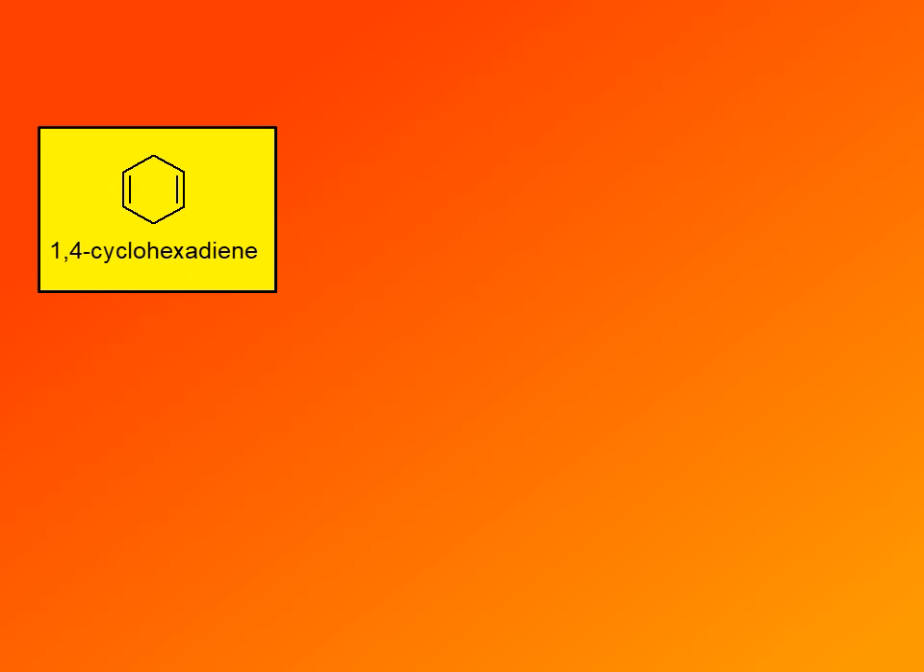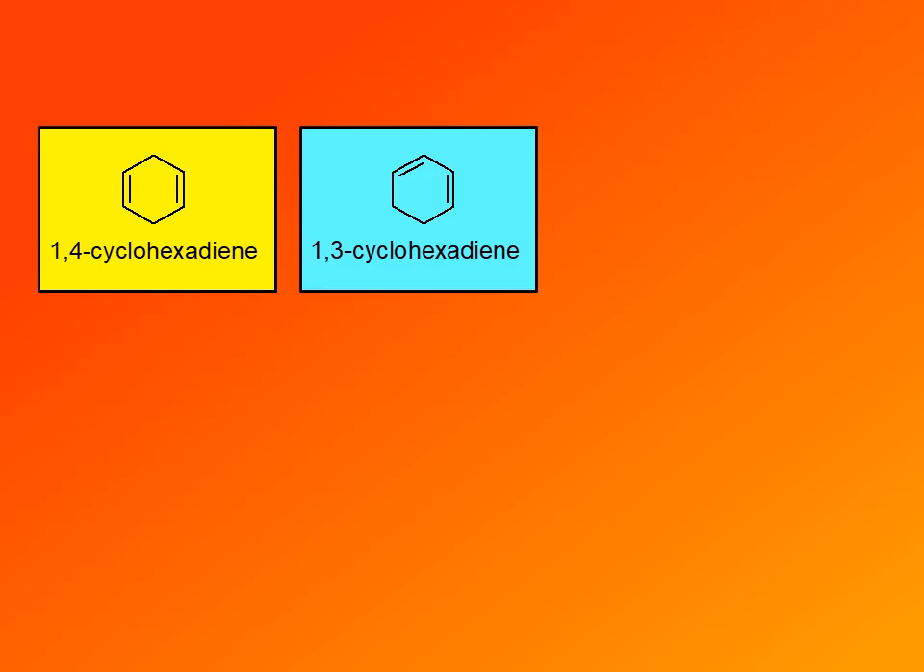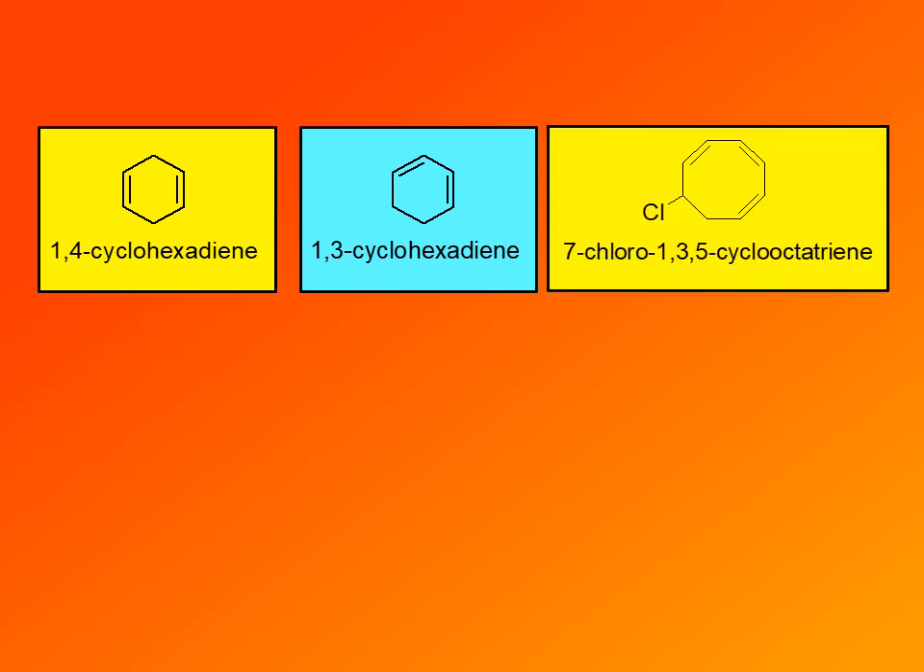Again, it helps if you write down numbers, and that way you won't make the mistake of assigning non-consecutive numbers to a double bond. Here is what 1,3-hexadiene looks like. And then this is a triene. So this is an extension of what we have learned so far.